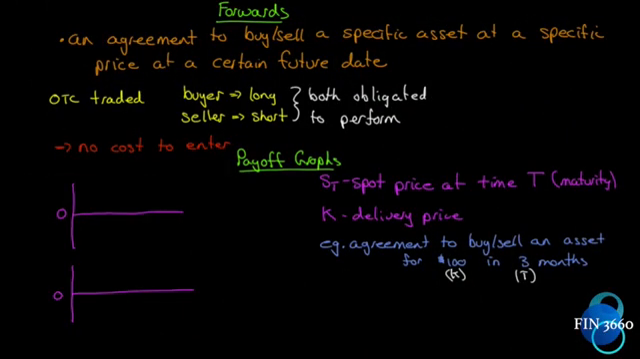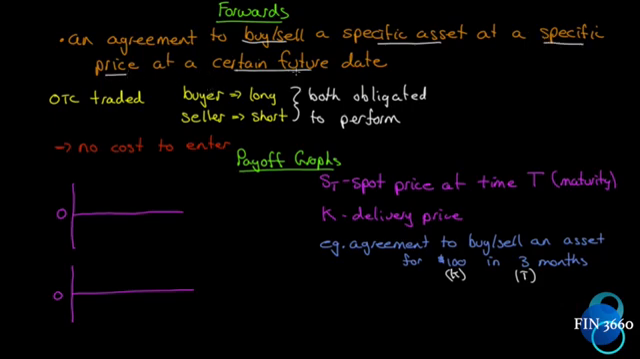In this introduction, I'm just going to introduce some of the terminology that we'll be looking at in more detail later on, but we'll start with forwards or forward agreements. And it is an agreement to buy or sell a specific asset, often referred to as the underlying asset, at a specific price. And since we're talking about forwards, we're talking about a delivery price. When we talk about options, we talk about an exercise price, but this would be a delivery price at a specific price at a certain future date.